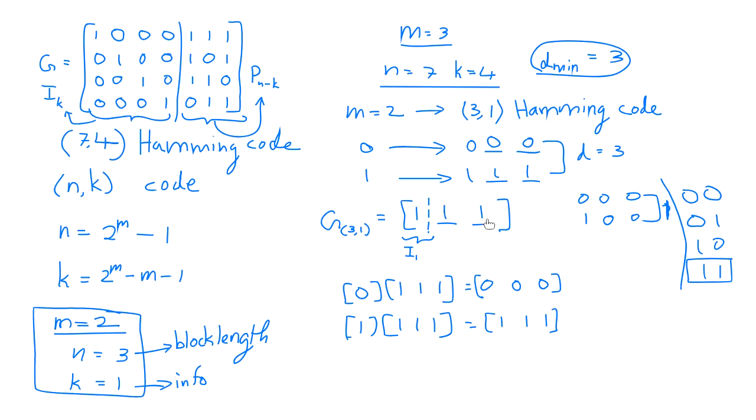We want the Hamming distance to be as high as possible, because that will make the error probability very small. Because if I want to change the code word 0, 0, 0 to make it 1, 1, 1, it has to change in three places. That means all 3 bits need to have errors for it to be changed.